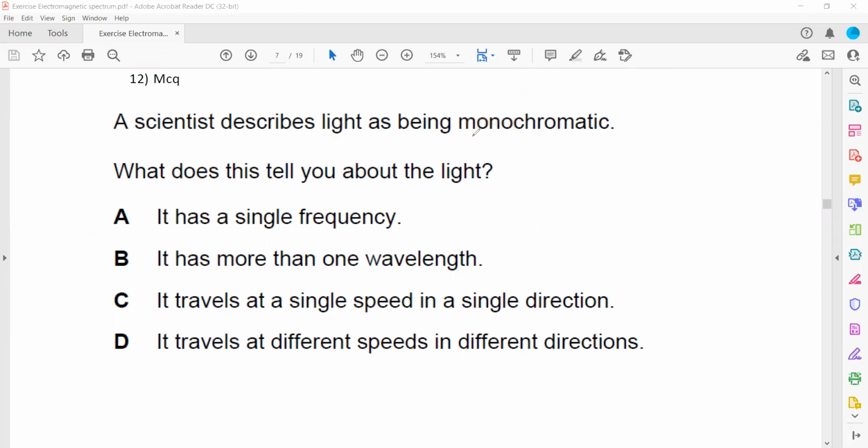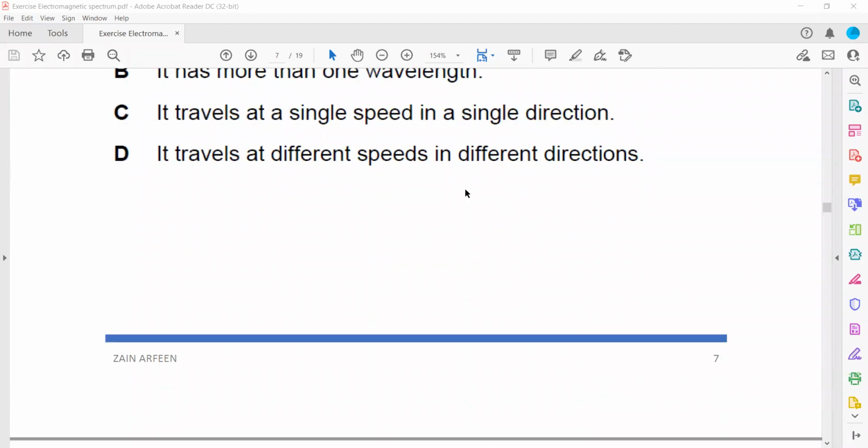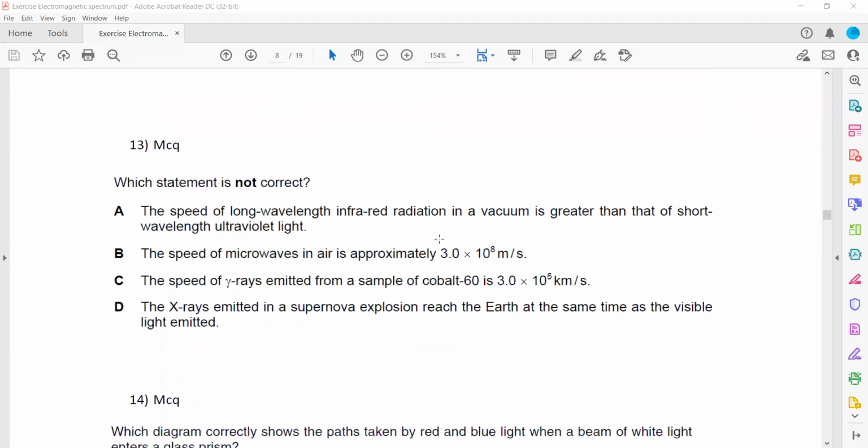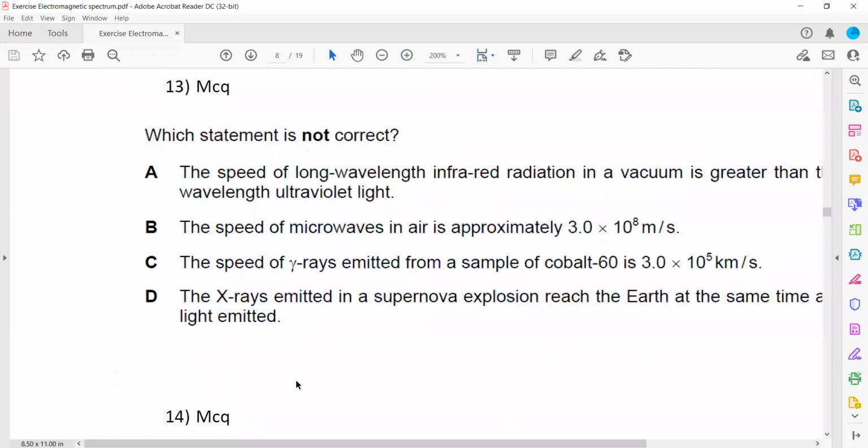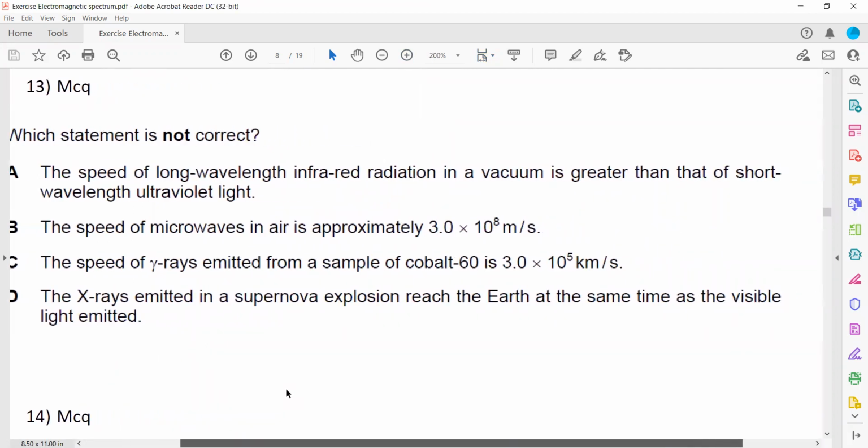The term mono means one. Chrome is from color, but the scientific definition is not light of a single color, it is light which has only one wavelength.